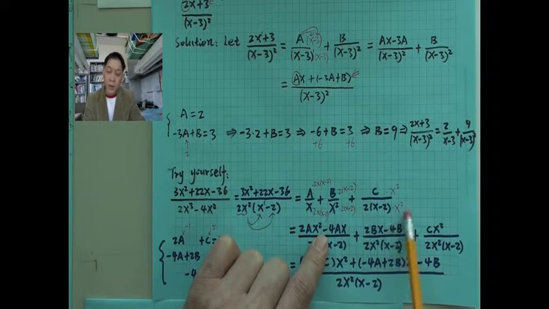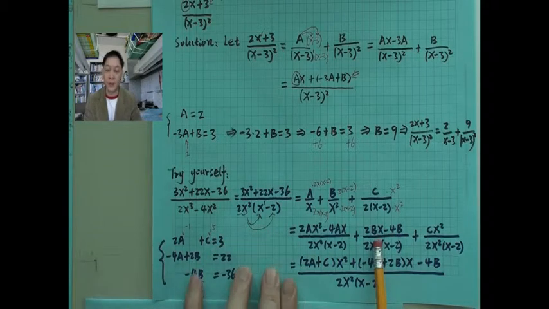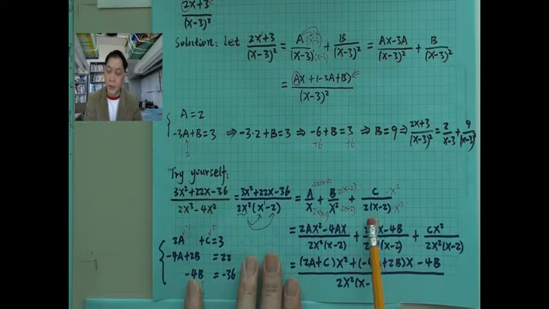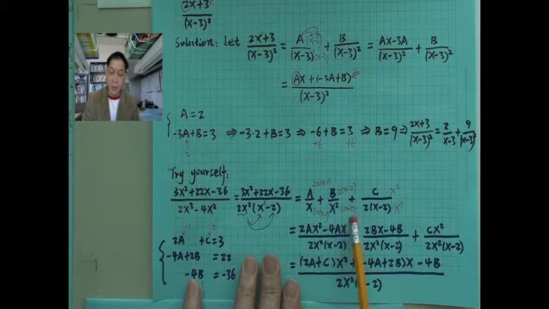Then you see all the denominators would be the same now. Okay, that would be what? That would be 2x squared times x minus 2. This one is the same, 2x squared times x minus 2. X times x is x squared, so 2x squared minus 2. So right here, 2x squared minus 2 from here, 2x squared minus 2 from here, and 2x squared times x minus 2 from here.